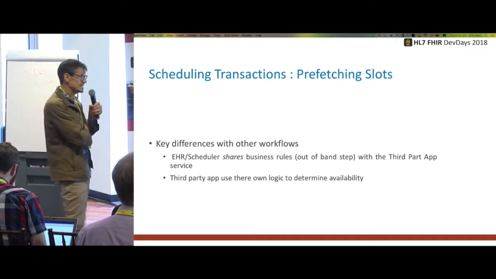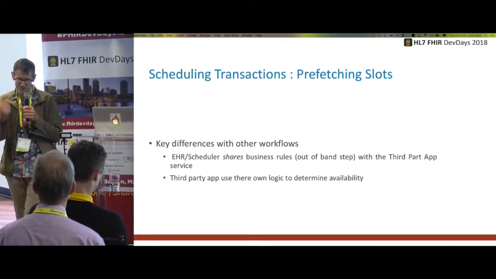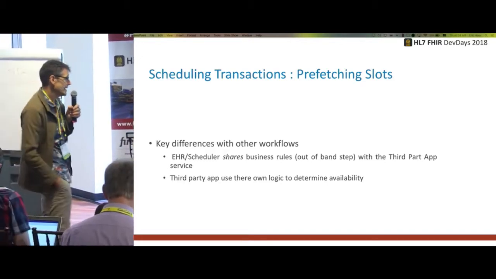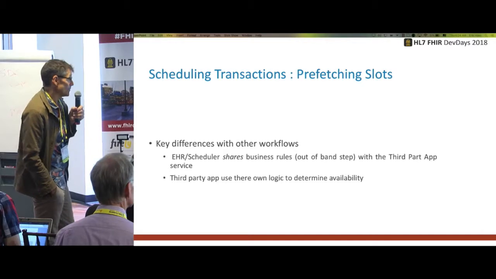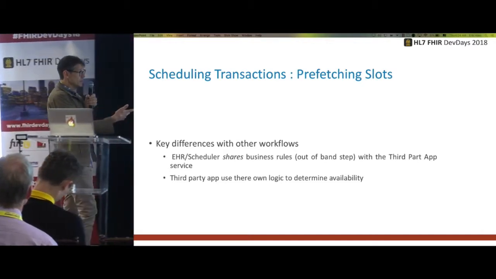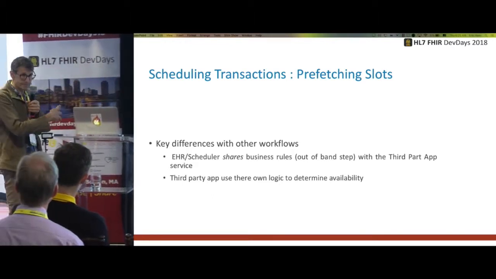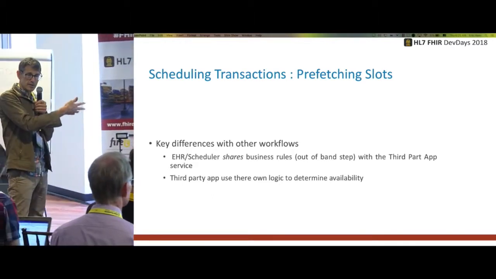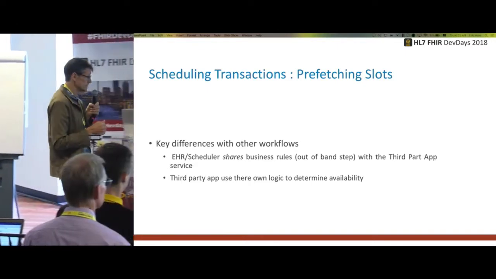So that's a step that's out of band. We don't talk about how this is done. You go and visit them and get a spreadsheet or whatever, talk to them. And then the third-party app will develop their own logic to determine availability. What that means is that the third-party app may not use any of these FHIR operations on their side between the end user, because they're developing their own proprietary system.